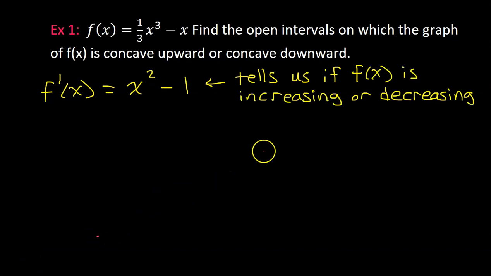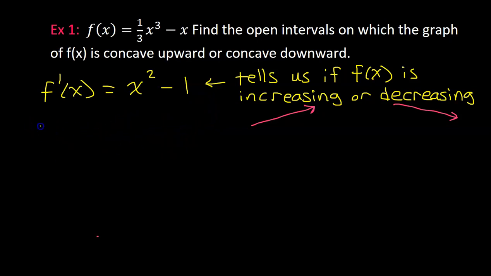Keep in the back of your mind that this tells us if the original function f of x is increasing or decreasing. In other words, this tells us if the graph is going like this or like this. I'm going to go ahead and find the critical numbers for the derivative. We won't need this to answer this question, but we will need it for a little bonus activity I'm going to tack on the end.